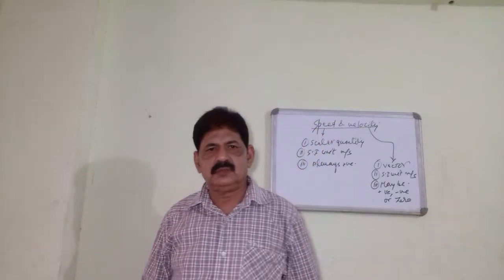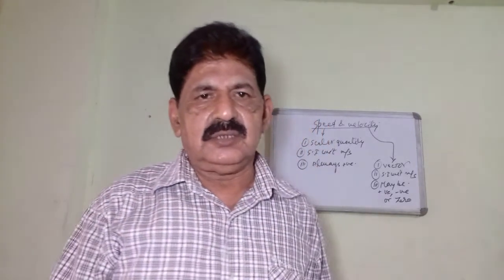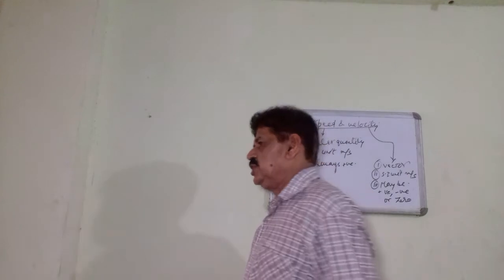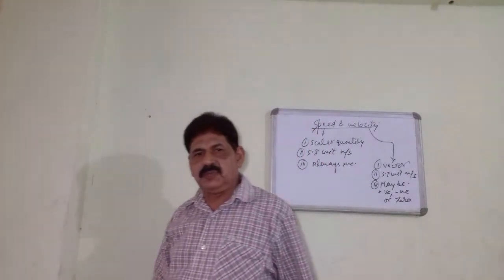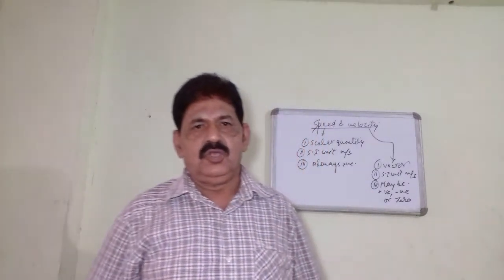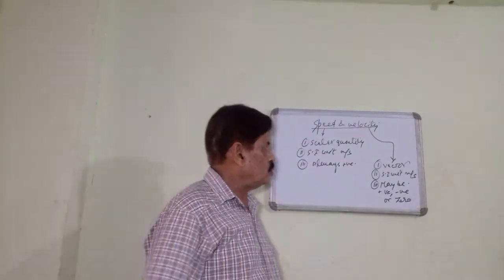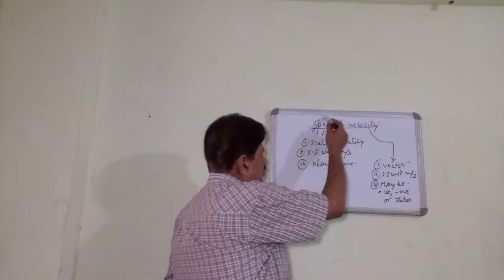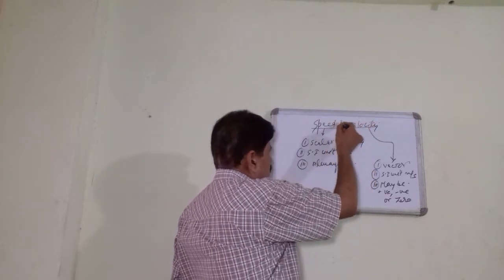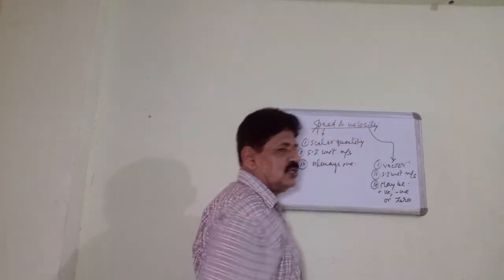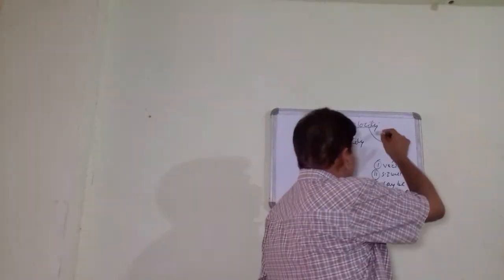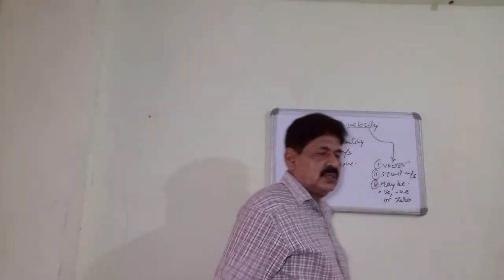Dear student, today I will discuss another variable of straight line motion, that is speed and velocity. In the previous class we discussed distance and displacement. So first we should know what speed is and what velocity is. The rate of change of distance is called speed. The rate of change of displacement is called velocity.